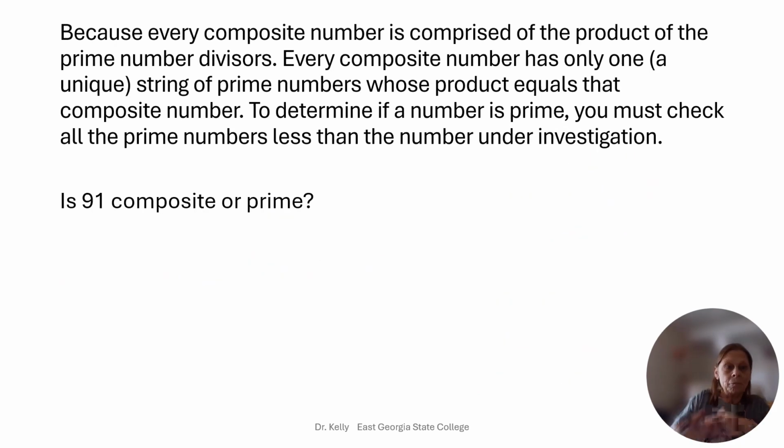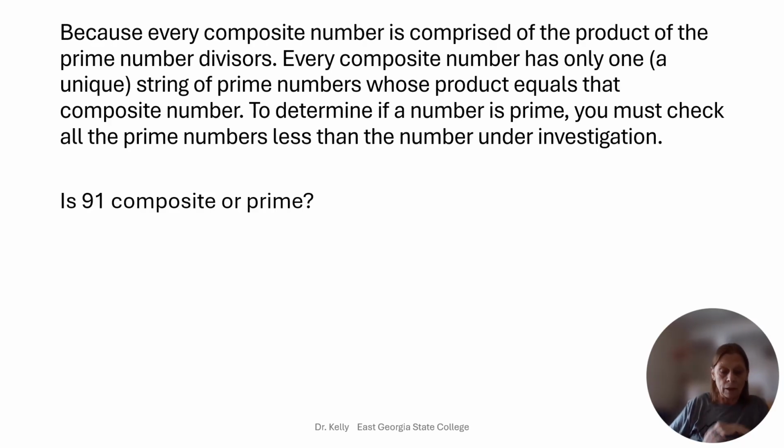All right. Because every composite number is comprised of the product of its prime number divisors, and every composite number has only one, a unique string of prime numbers whose product equals that composite number, to determine if a number is a prime, you must check all the prime numbers less than that number under investigation. Sometimes that could be a big list.